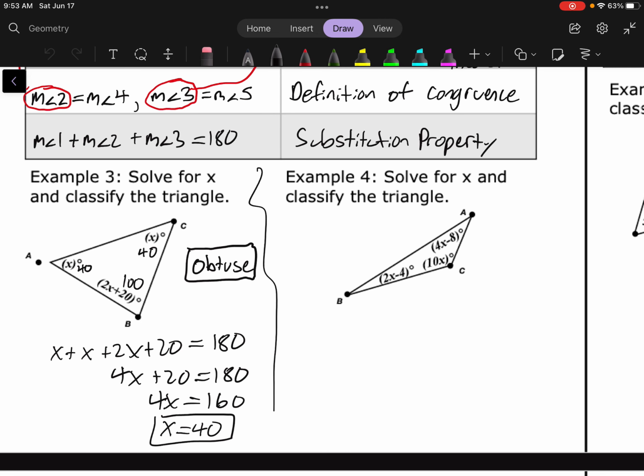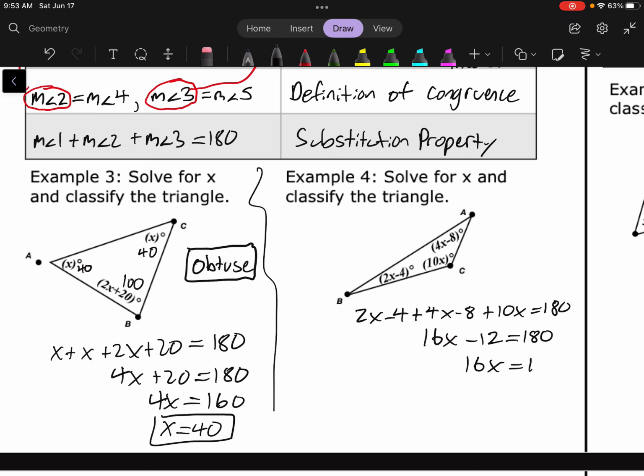Let's move on to example 4 here. Let's take those 3 angles again. Add them on up. Set them equal to 180. I've got a 2x, a 4x, and a 10x. 2x plus 4x is 6x. Plus 10x. I don't know why I didn't add all those all at once. Let's do that. 2 and 4 is 6, plus 10 is 16x. Minus 4 and a minus 8 is a minus 12. It's equal to 180.